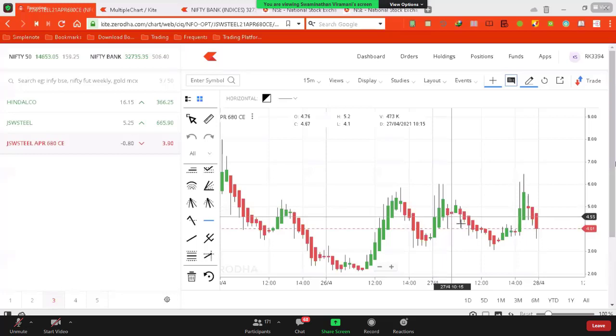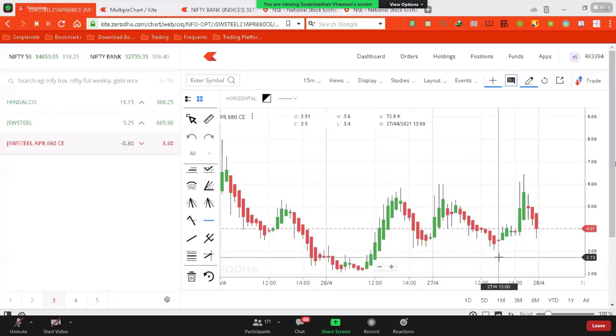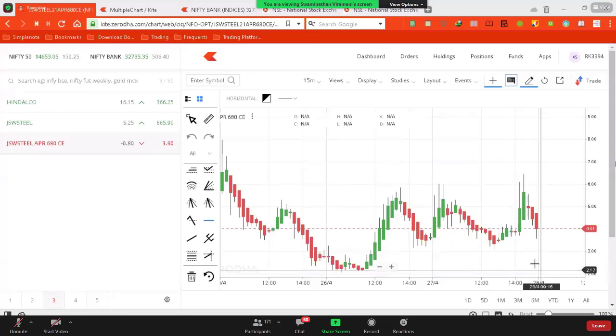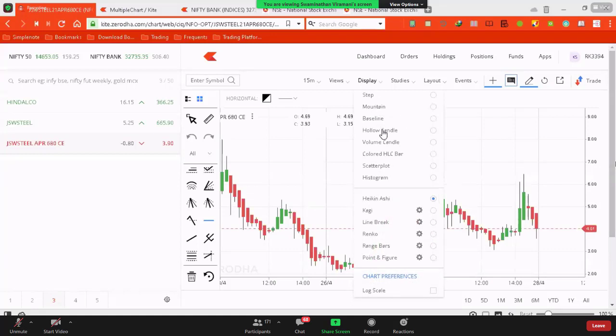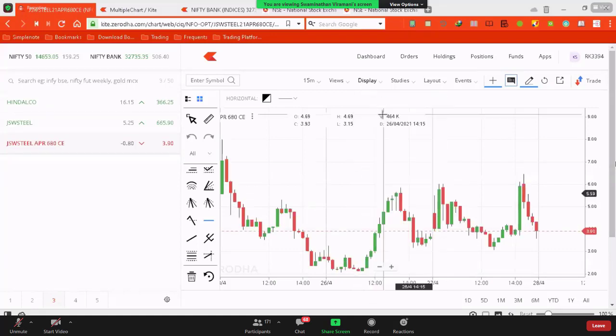I got an entry here, it hit my stop loss. Then I waited for one more entry and I got an entry here at this level. This is, ouch. This is at what time? 1 o'clock. So go back to my normal candle. My 1 o'clock price was like this one. I entered this trade at 3.6.